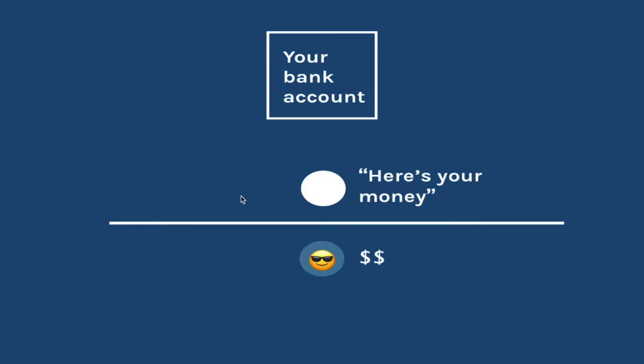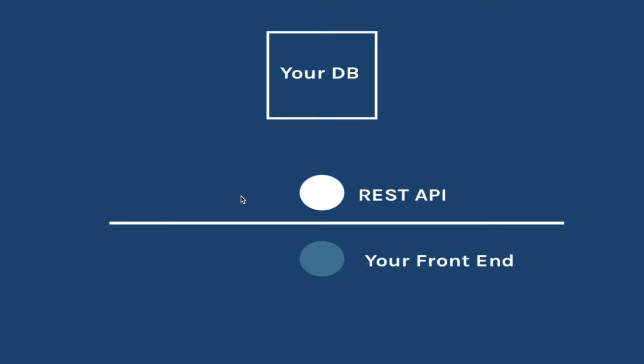Now, if you were able to understand this example, and if you were able to follow through with this example, then you already know what a REST API is. Now, let me unlock that hidden potential that you have. Let's assume a situation where you have a database, you have a REST API, and you have a front end. Now, the bank account in the first example becomes your database. The person behind the counter or the respondent becomes the REST API, and you become the front end.